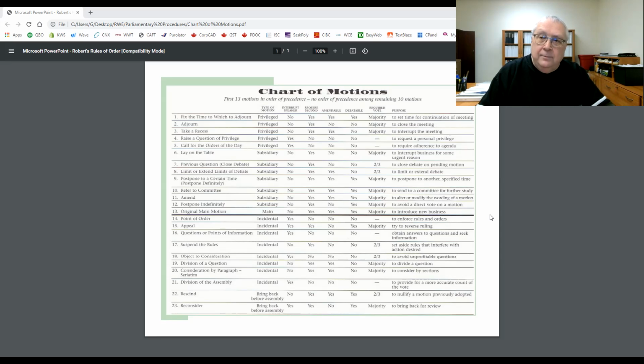The standing rules can be created one of two ways: either by a motion passed in the history of the organization that becomes a standing rule, or a decision by the chair. The chair can do anything they want, but they risk a motion of appeal, a challenge to the chair. So we have to really pay attention to the decisions that the chair is making.